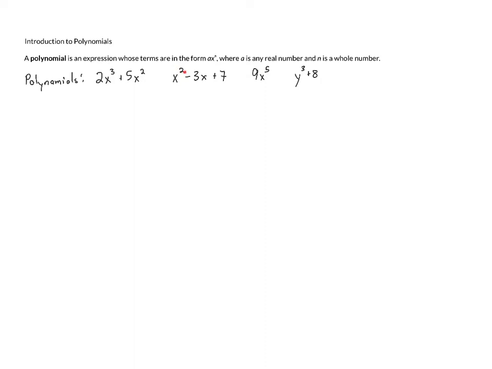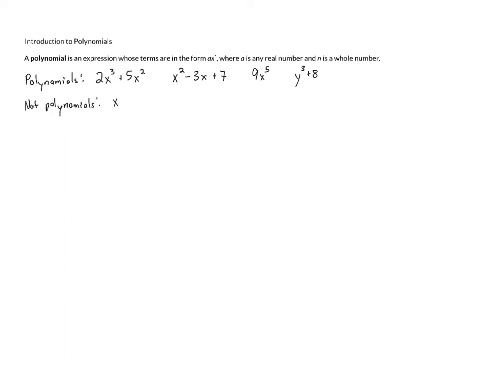We're also allowed to have just a number times x, because technically that's the same thing as x to the first, and constant terms are allowed because technically 7 is the same as 7x to the 0. I don't want you to worry about that technicality too much. Just know that we're looking at a number times x to a power, where that power is a whole number, or a constant term. Now let's look at some examples of things that are not polynomials, just so that we can compare and contrast. Not polynomials.